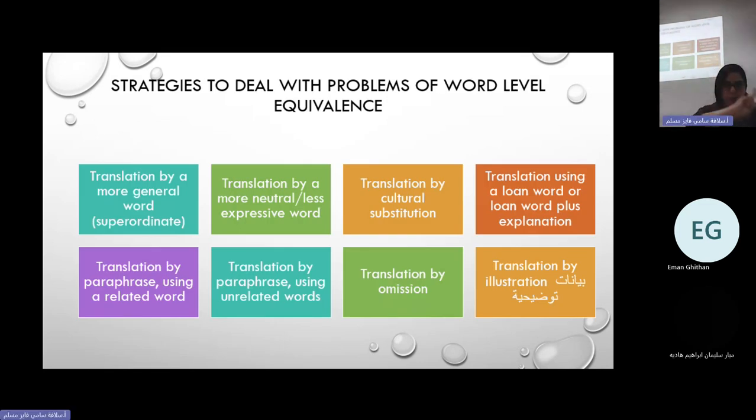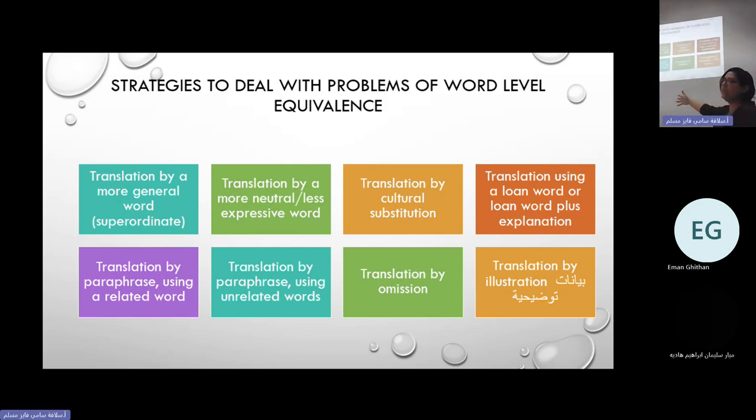The last thing we will talk about is the strategies to deal with problems at word level equivalence. Okay? So we have translation by a more general word. We forget the specialized word and we use a more general word. Translation by a more neutral word, less expressive. Translation by cultural substitution: we have a word that means the same but is different, so we can use it in our culture, for example. Translation using a loan word or loan word plus explanation.